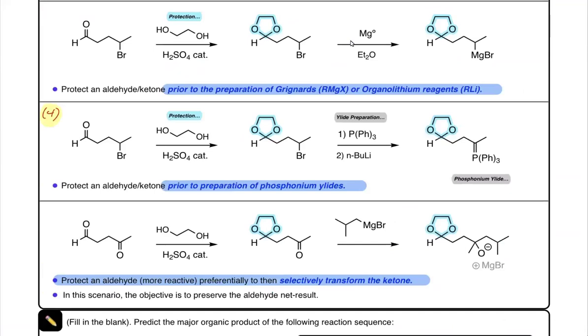And then we said scenario 4 was protecting prior to forming a phosphonium ylide. That would be in a situation where we have an alkyl bromide that we want to turn into an ylide, but there's also an aldehyde or ketone present that we don't want to react with.